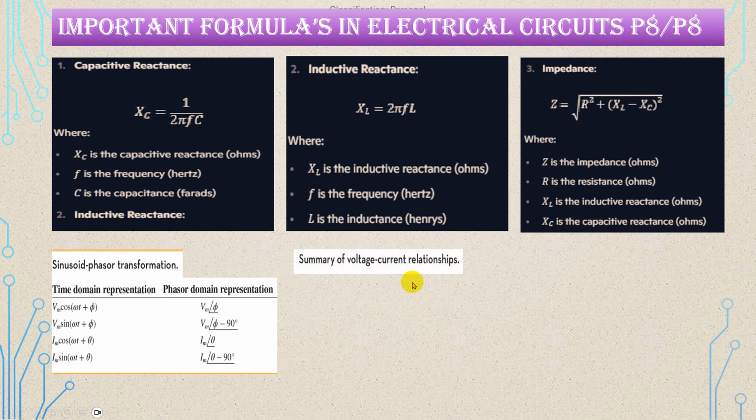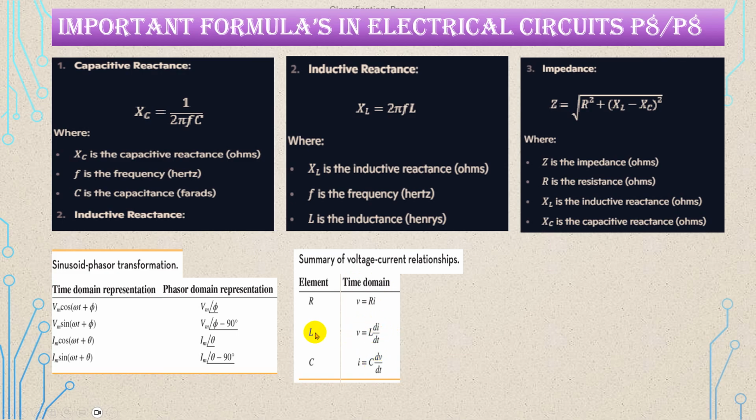Summary of voltage current relationship. Let us take R, L, C as the elements. What is it in the time domain? The instantaneous voltage is equal to R times the instantaneous current. V is equal to L di by dt. So here in time domain we always have differentiation or sometimes integration, based upon these equations. So in the time domain we have to use differentiation.